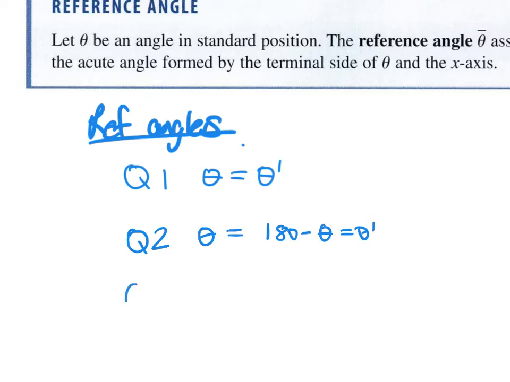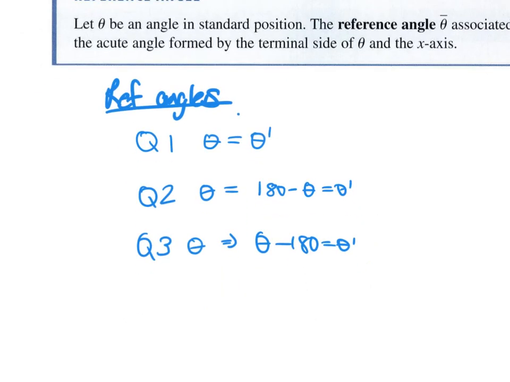If they give you an angle in quadrant 3, to find the reference angle, it would be the angle that they give you minus 180. That equals your reference angle. And I'll put this into numbers in a second. Quadrant 4 angle, if that's what they give you, to find the reference angle, 360 minus the angle they give you will give you your reference angle.